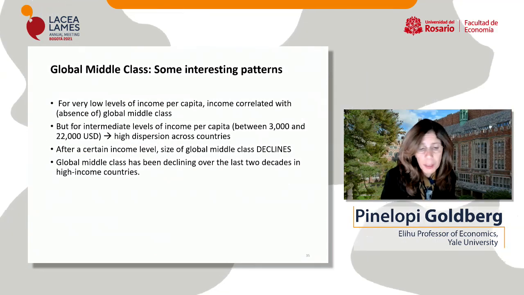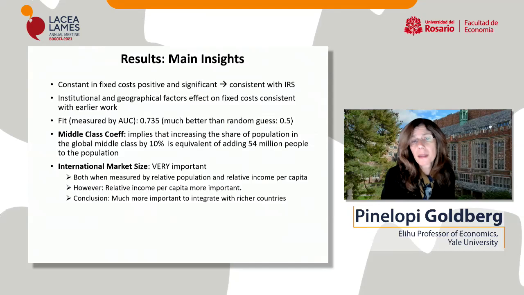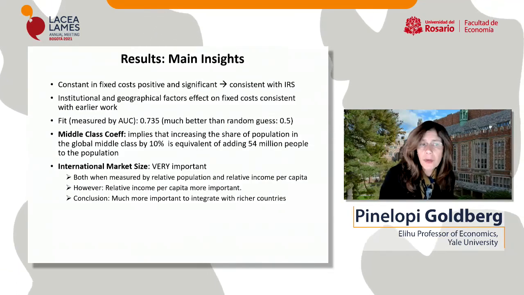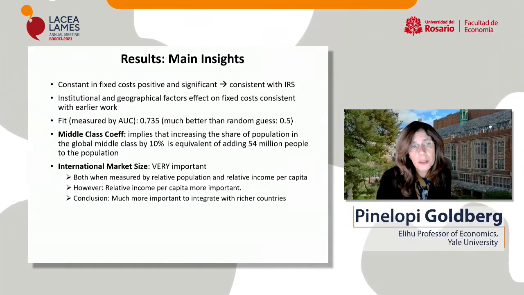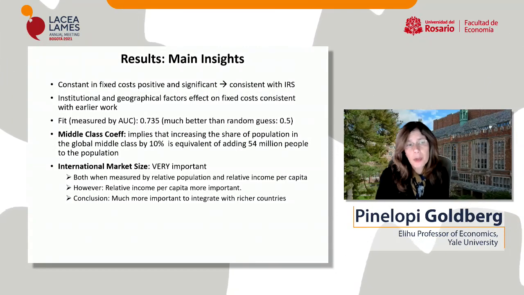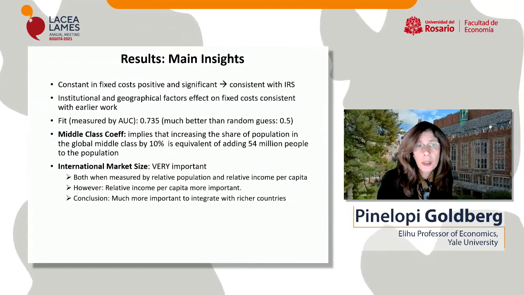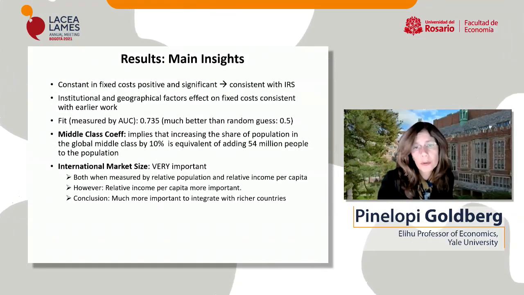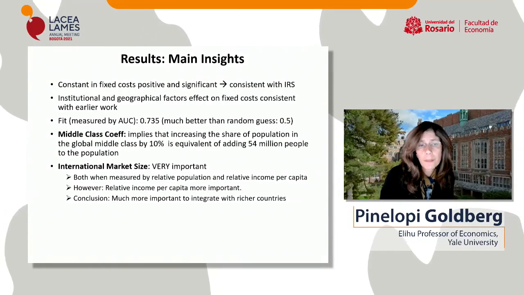Let me skip this because I'm running out of time and come to the main results and the main insights. When we model, we find that the constant and fixed cost is positive and significant, which is consistent with increasing returns to scale. I mentioned before all these institutional and geographical factors that previous work has found to be important. We also find them to be incredibly important. But here they operate through a very specific channel.